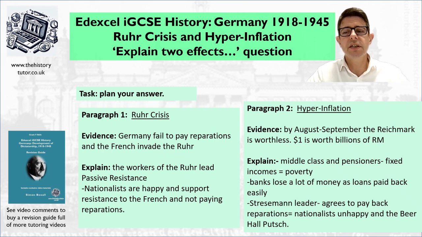We then got hyperinflation. We could have some stats about how the mark became worthless, $1 worth billions of Reichsmarks by October, November 1923. We can explain the impact on people. Middle-class people and pensioners had fixed incomes. They had trouble surviving this crisis. They lacked money, and there could have been poverty for some of those people. Banks are losing money and becoming unstable. Their loans can be paid back with just 1 banknote. So they're losing all that loan money they've given out. Stresemann, the leader, agrees to pay back reparations in the end. Nationalists are unhappy, and we get the Beer Hall Putsch from the Nazis. So hopefully a good range of ideas there.